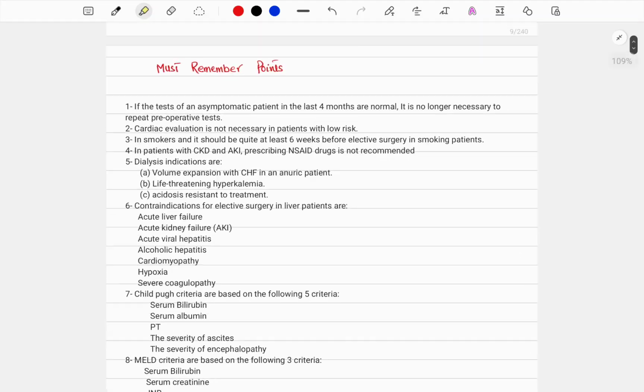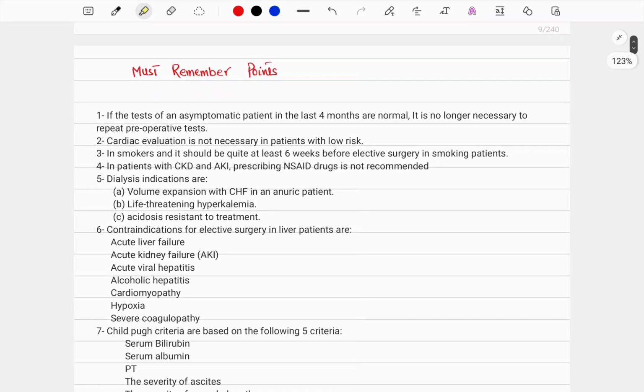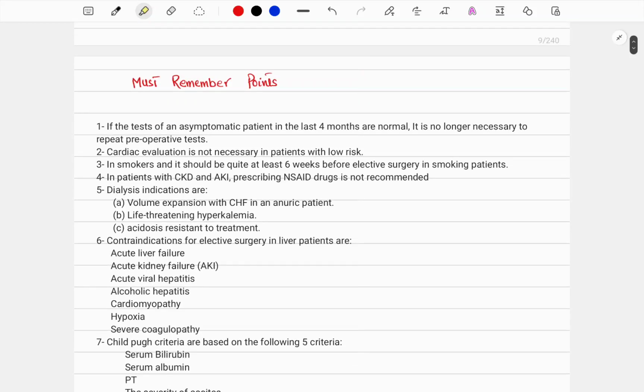At last, the must-remember points in this chapter are that if there is an asymptomatic patient whose tests in the last 4 months are normal, there is no need to repeat those tests within the 4 months. Cardiac evaluation is not necessary in patients with low risk. Smokers should be told to quit smoking at least 6 to 8 weeks before some elective surgeries.